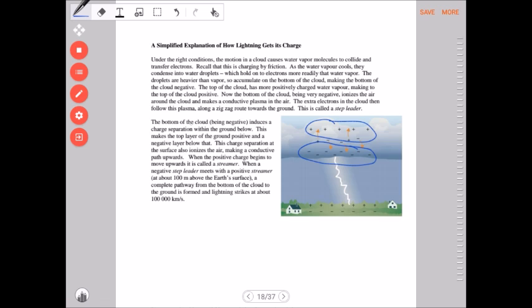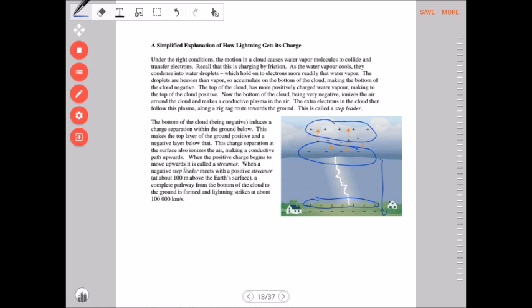Now the bottom of the cloud, being really negative, induces charge separation within the ground below. This makes the top layer of the ground positive. So that's here. Top layer is positive because, of course, the electrons in the cloud force the electrons further away. So you end up with positive on the top of the ground, negative below that. This charge separation at the surface also ionizes the air, making a conductive path upwards. When the positive charge begins to move upwards, it's called a streamer.